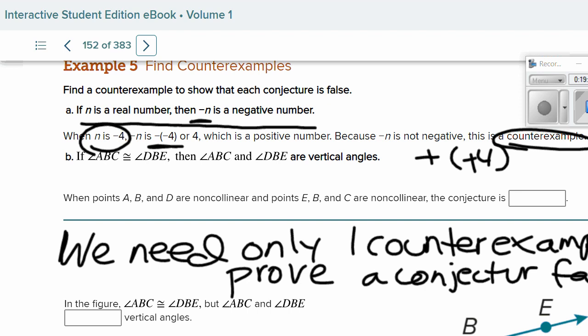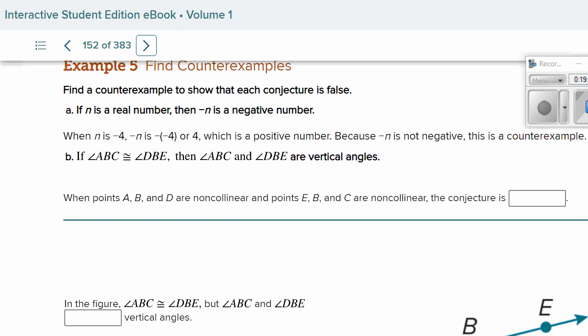Okay. This next one, they're talking about these two angles, ABC, DBE. They say they're congruent. Okay, great. And then they conclude that since they're congruent, then they have to be vertical angles. So we learned about vertical angles last chapter. We know that vertical angles are congruent, so I think they're kind of right. But do they have to be vertical to be congruent? No, I could draw two different angles that are equal. They're just not going to be vertical.